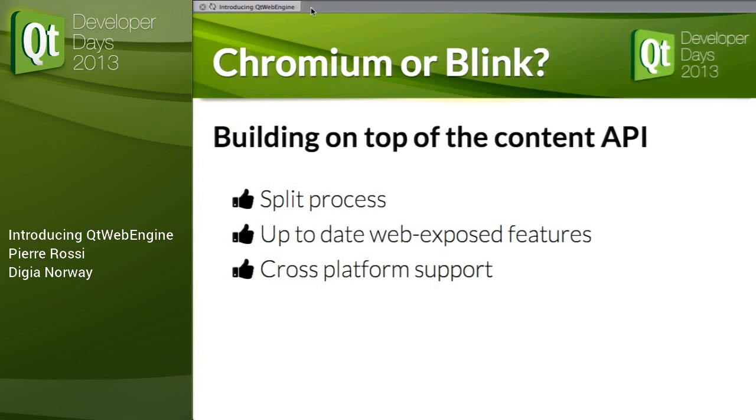Can you explain the whole architecture and where this content API fits? Yeah, this is coming, in the slides to come. So there's this thing in Chromium called the Content API. It's a semi-stable API that exists past the process split that we've seen. So this is really good for us because that means we can offer a split process design by building on top of that.